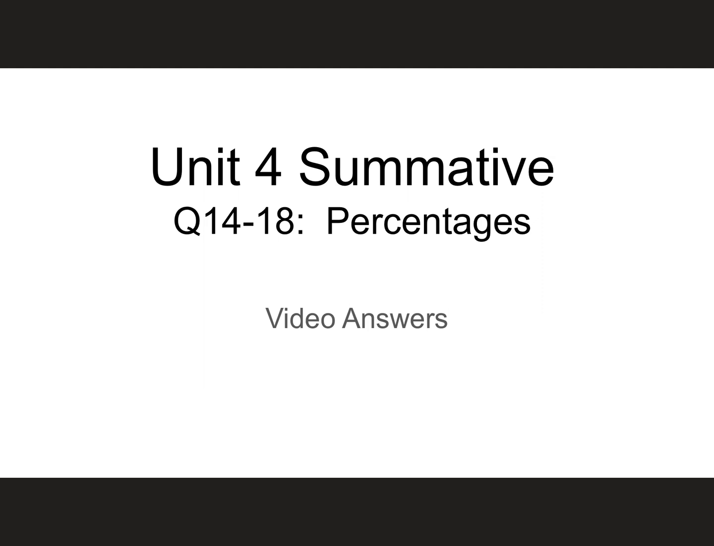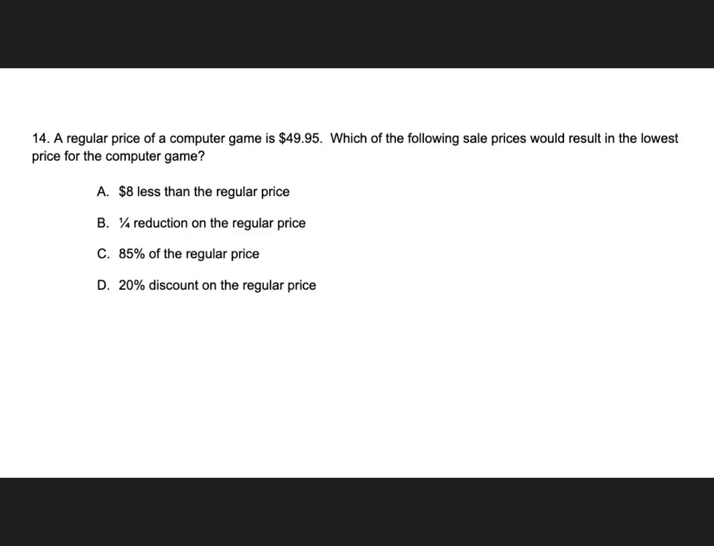Okay, Unit 4, Summative, questions 14 to 18. All right, a regular computer game is $49.95. Which of the following sale prices? Sale prices, so that means like discount, or less, or decrease. Which of these is going to have the lowest price for the computer game? So what we need to find out is which one is going to be the cheapest.